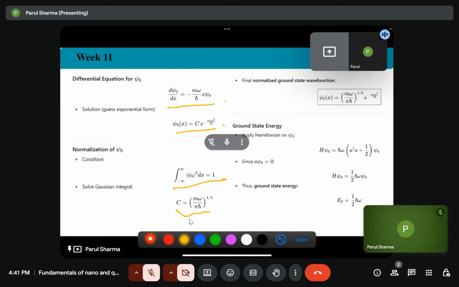Then we will get the value of the ground state wave function. Psi of x is equal to (m omega by pi h cross) to the power 1 by 4 exponential minus m omega x square by 2 h cross.